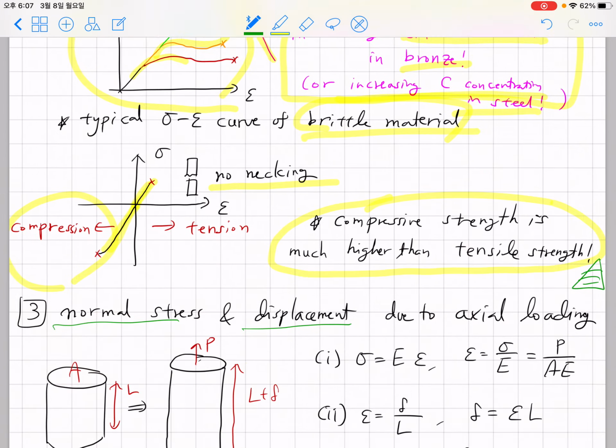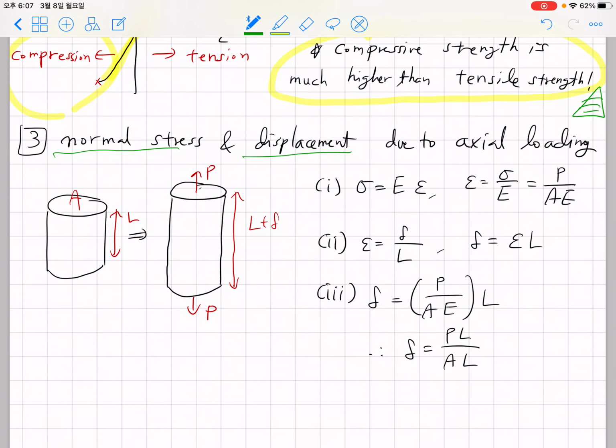Okay, so let's try to obtain the relationship between force and displacement for the cylinder under axial loading. The cross-sectional area is A, and the length is L. Suppose this is subjected to tension force P, and after this tension force, the length becomes L plus delta, where delta is the displacement.